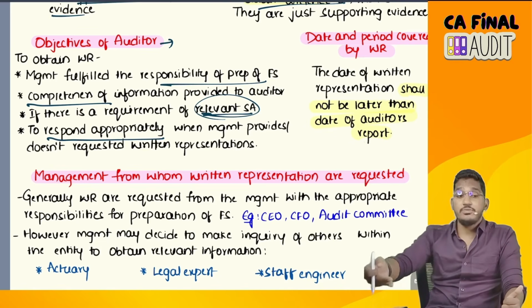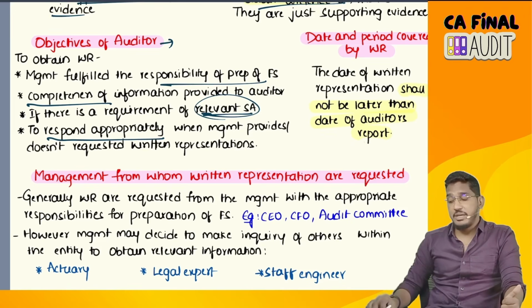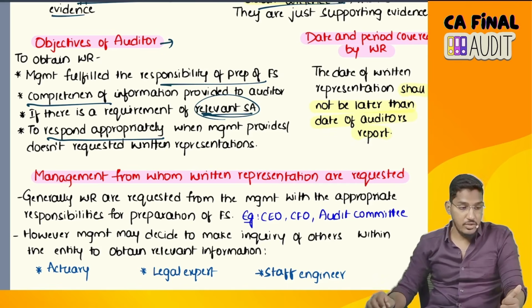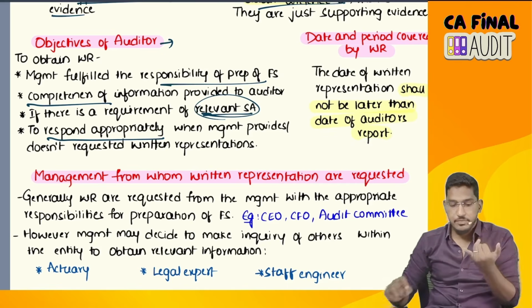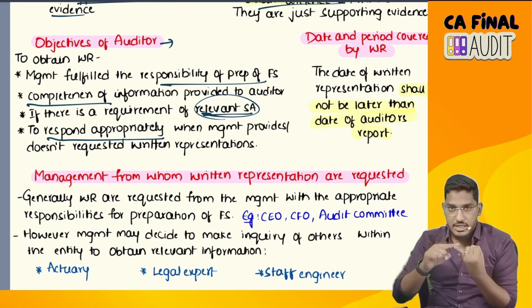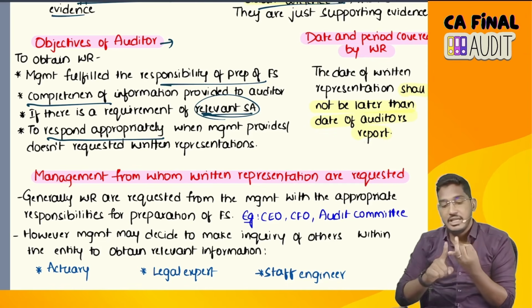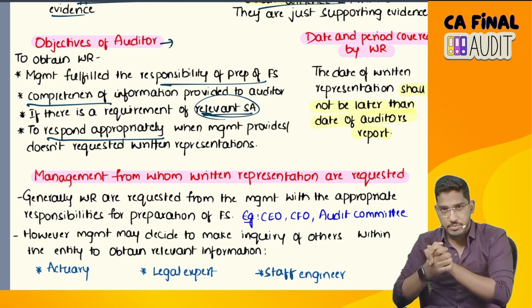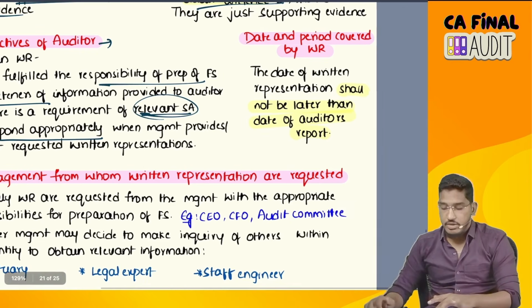And sometimes you request the written representation from the management, but the management is not providing it. Then also you need to take appropriate action. So whether management is giving the requested written representation, respond appropriately. If management is not providing the written representation, then also you have to respond appropriately. So these are the objectives of the auditor.